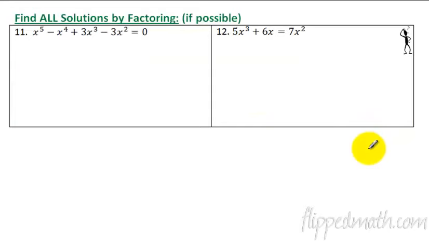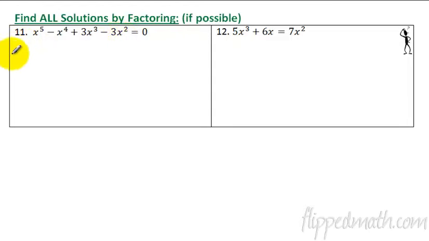So let's try out number 11 here. We're almost done with our lesson. This is close. First thing is, once it equals a 0, in this case it already does equal 0, then we try to factor everything after it equals 0. Then we'll use the ZPP. That's the whole point of zero product property.